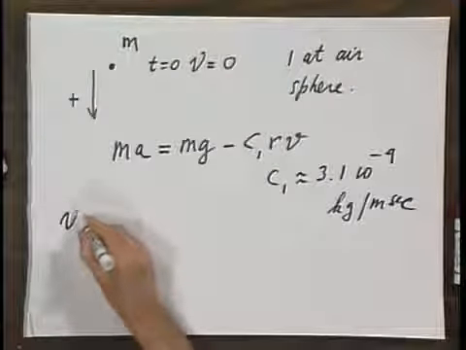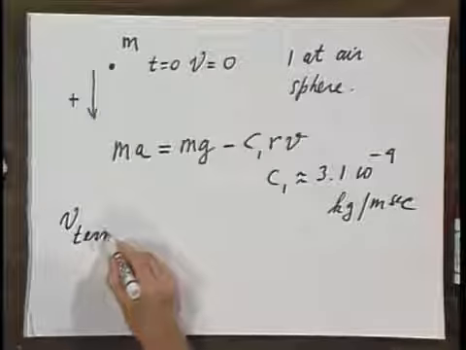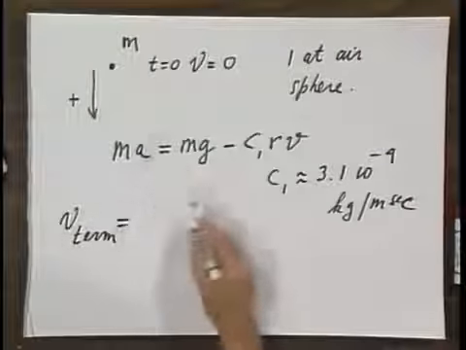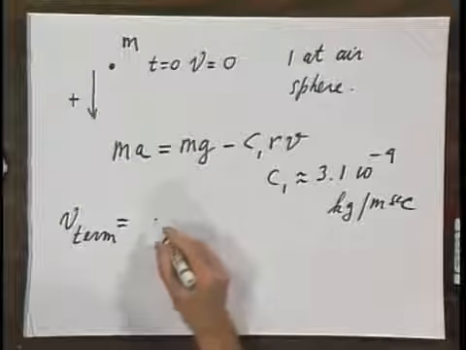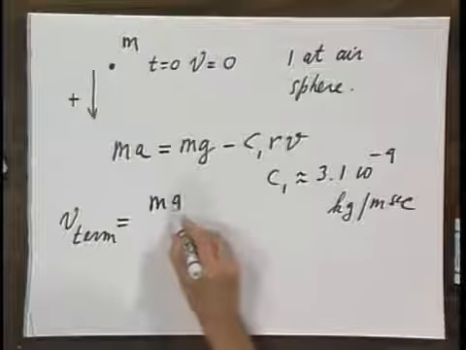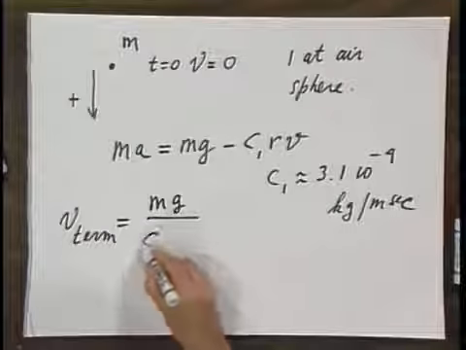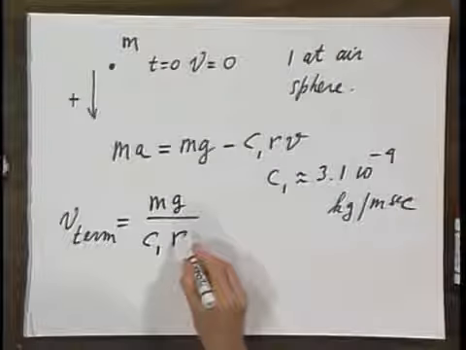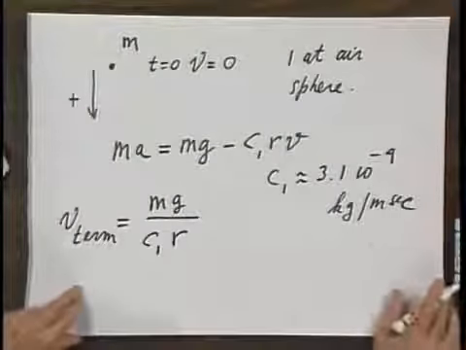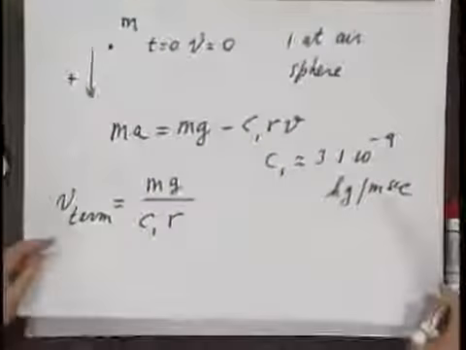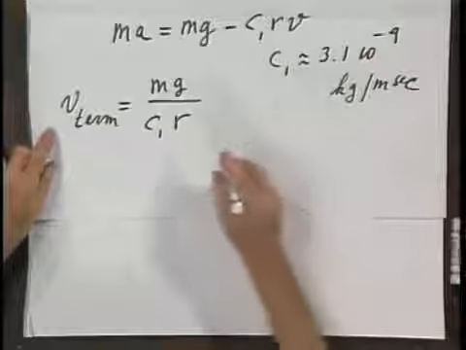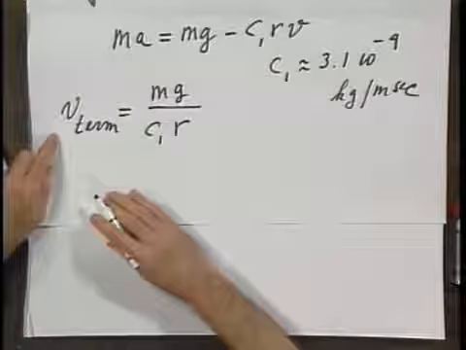And the terminal velocity, which we discussed earlier in a different segment, is when a becomes 0. The terminal velocity therefore equals mg divided by c1r. This terminal velocity is reached after a certain amount of time.